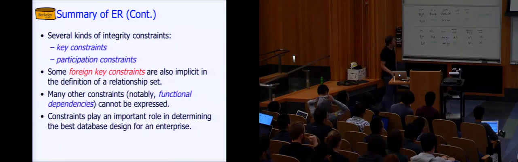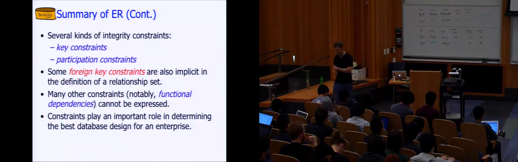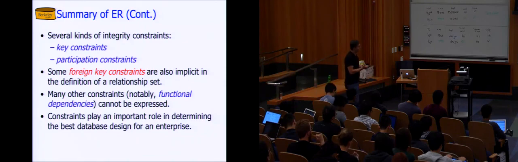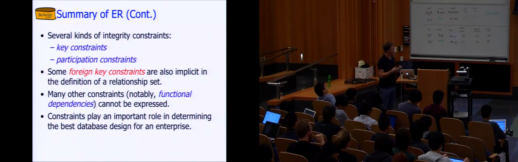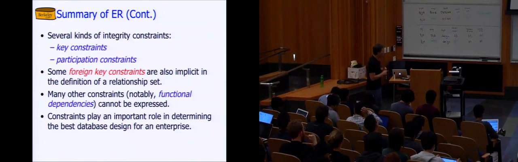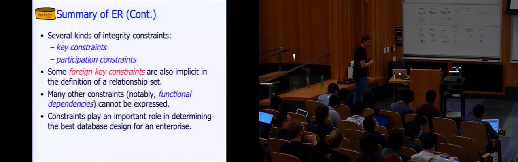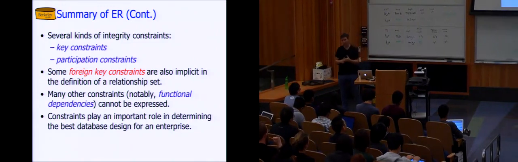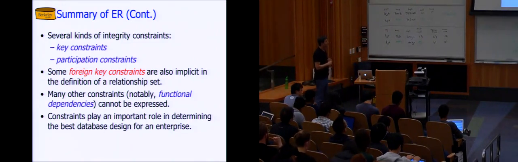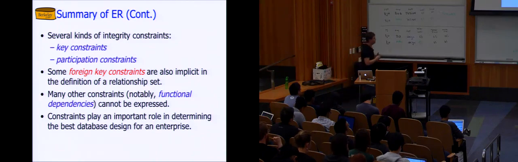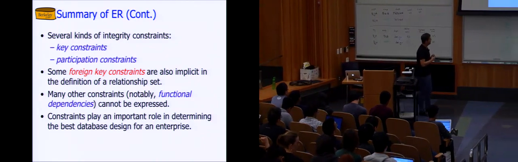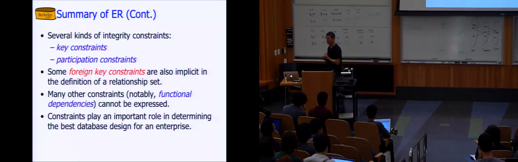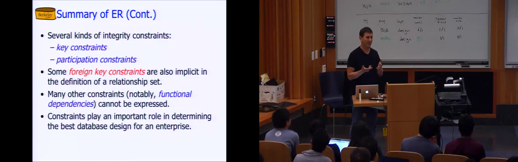All right, in terms of integrity constraints, you should understand the ones we can say in the ER model. So key constraints and participation constraints. Implicitly, as we saw, some foreign key constraints are kind of there in the definition of relationship sets, and you should understand that translation. But there's many other constraints, one of which we'll talk about a lot is functional dependencies that you can't express here and you need to do in schema refinement, which is the next phase down the pipeline. All right, and these constraints, as we said, play an important role in determining the best database design for the enterprise. To get your rules right for whatever it is you're building.